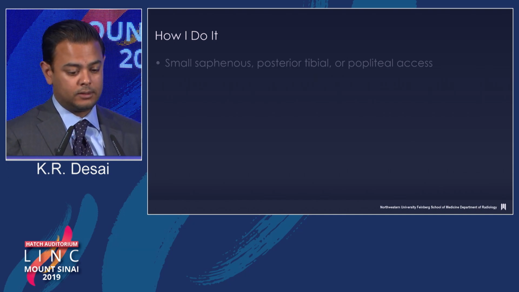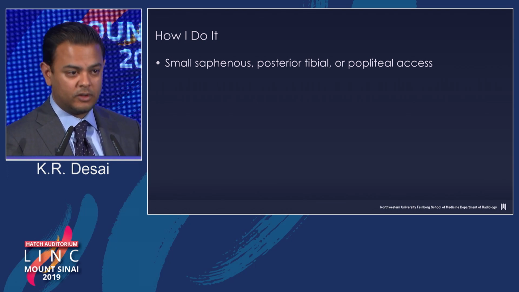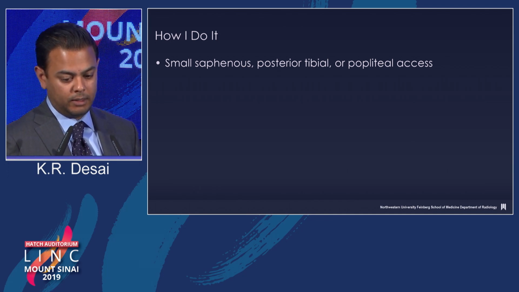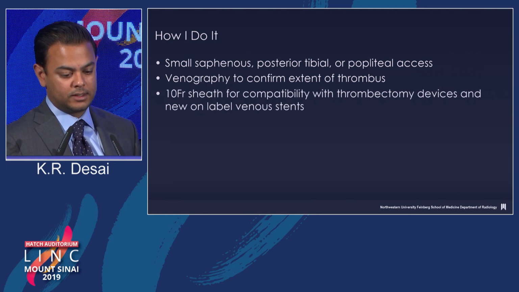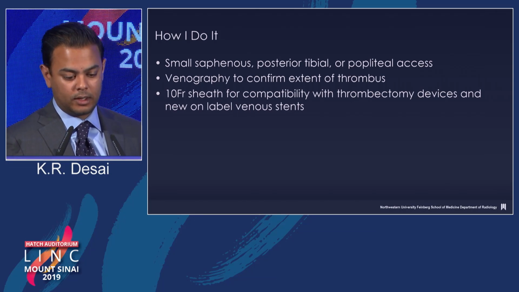I like the AngioJet device, and the bicarb is specifically there to alkalinize the urine to mitigate the effects of rheolysis and the hemoglobinuria. I prefer small saphenous or posterior tibial access, and my last resort is popliteal access. I perform venography to confirm the extent of thrombus, and nowadays with our newer stents, I use a 10 French sheath right off the bat.